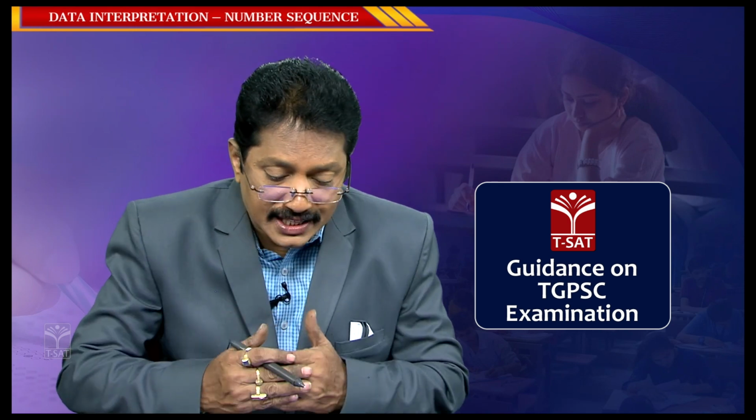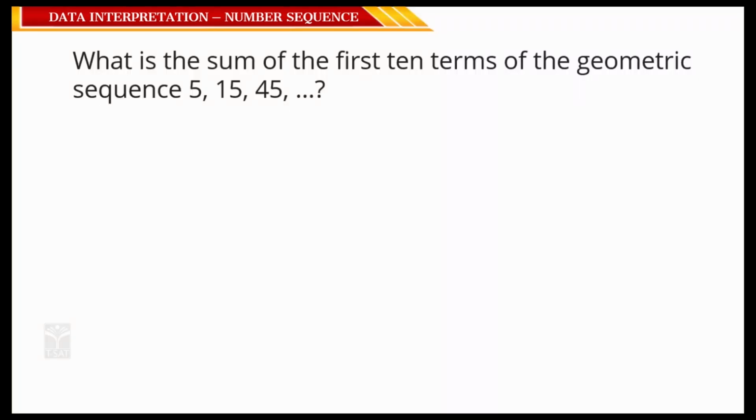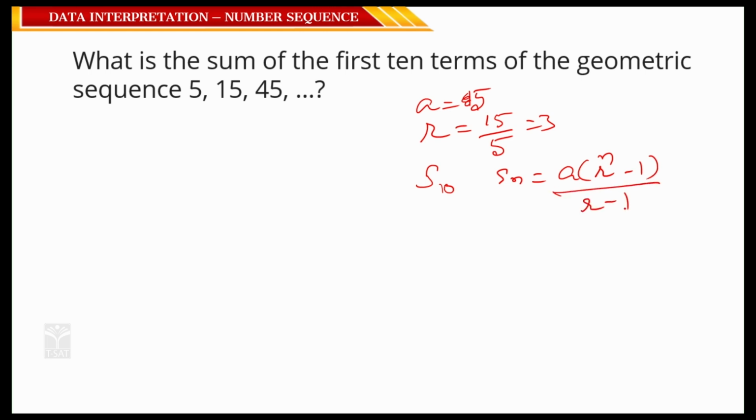So, what is the sum of the first 10 terms of the geometric sequence 5, 15, 45? Here A equals 5 and R equals 15 by 5, which is 3. What is required here? The sum S10 is required. What is the formula? Sn is equal to A of R to the power of n minus 1 by R minus 1 is the formula.